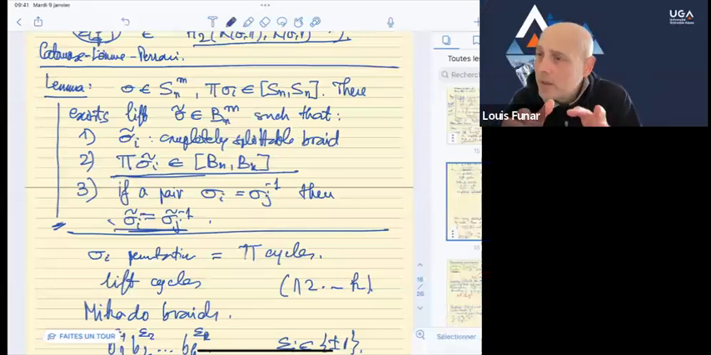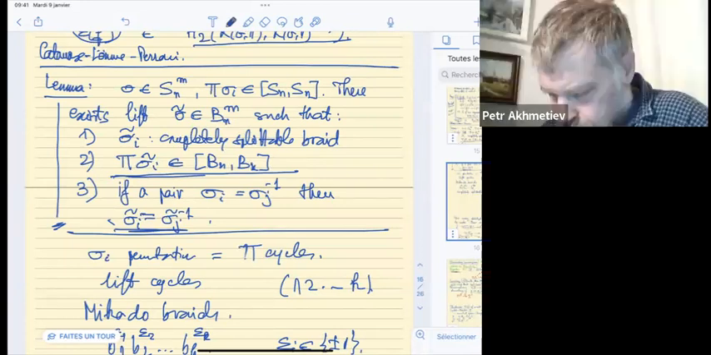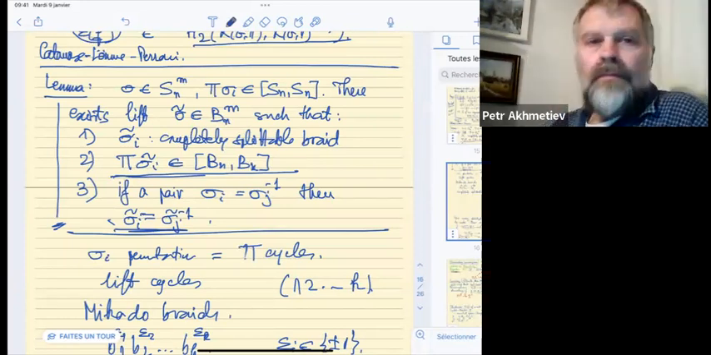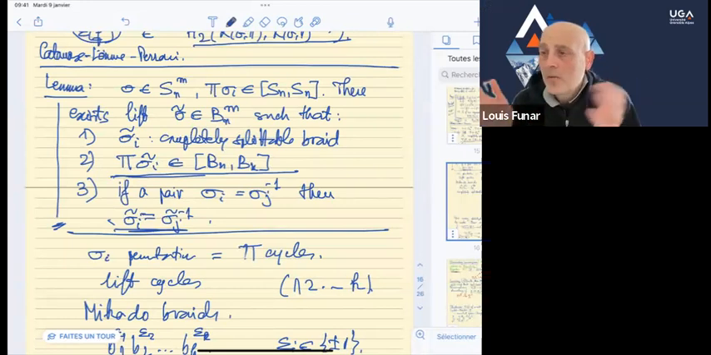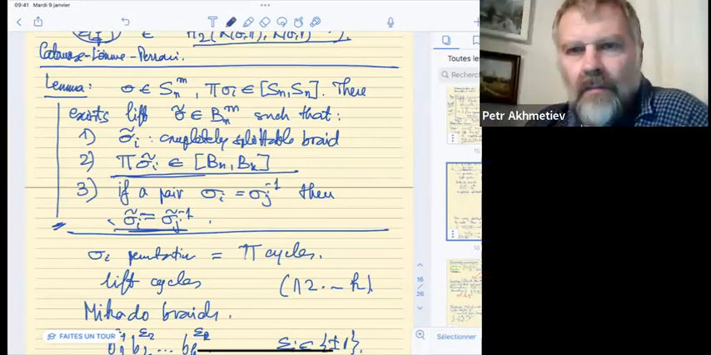So this is the only method I have to check that something does not lift. And it doesn't work in general. It works for a huge family, an infinite family of finite groups, but I don't know others.